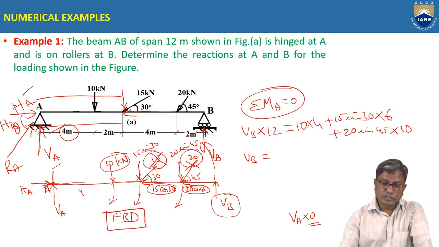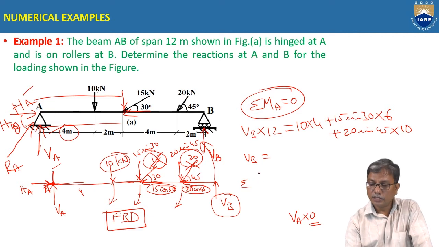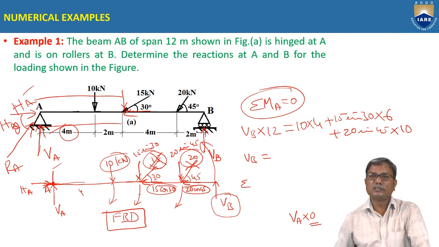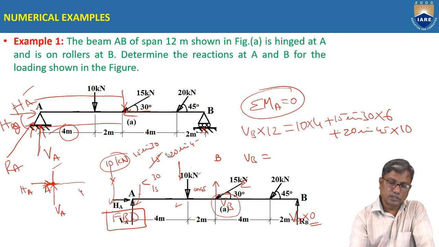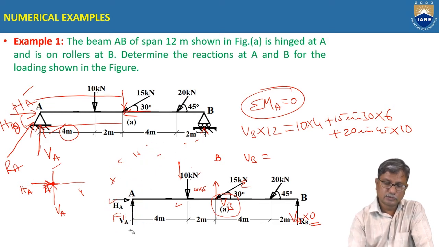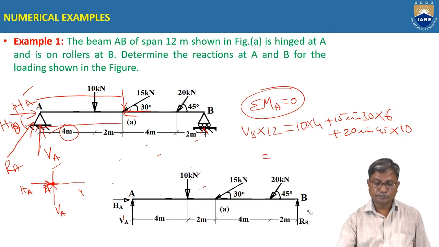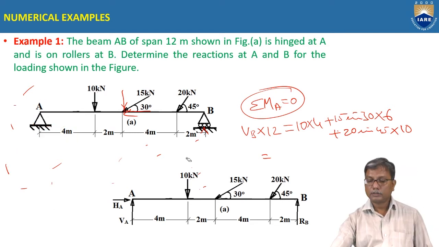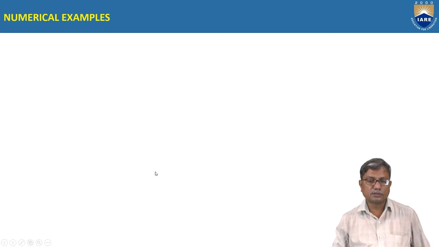Once you get VB, then we apply the other condition, sigma Fy = 0. What is the value of VB? That you can calculate. Let us see the next slide. This is the free body diagram we have just drawn, the free body diagram in this case. So now the reaction at B is obtained from the equation.